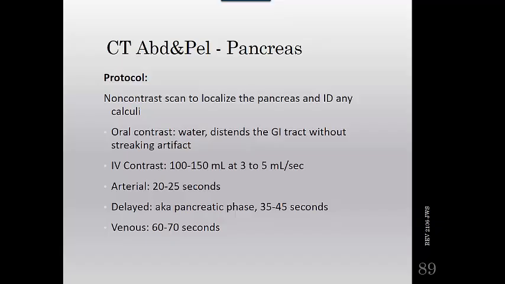The IV contrast is 100 to 150 milliliters at 3 to 5 milliliters per second, because you want to catch the arterial phase at 20 to 25 seconds and then do a delayed pancreatic phase of 35 to 45 seconds, which is the pancreatic arterial phase, and then venous phase at 60 to 70 seconds.